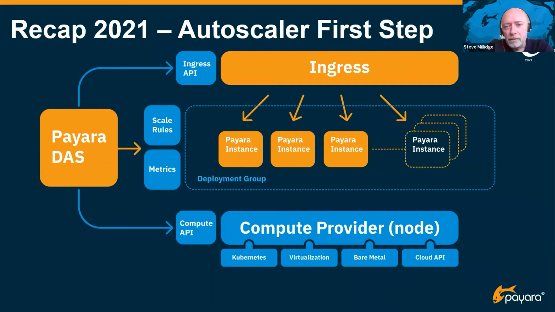And then further up the stack, we have Payara instances, and we have the concept of a deployment group, which we brought into Payara 5, which is a group of instances where you deploy an application. And what we want to be able to do is scale out that deployment group based on metrics and rules that can be determined by maybe the user, the developer, or by the DAS itself by monitoring the state of the instances.